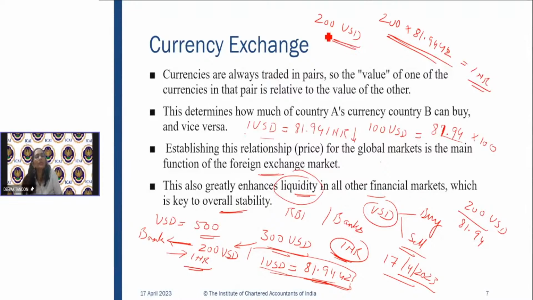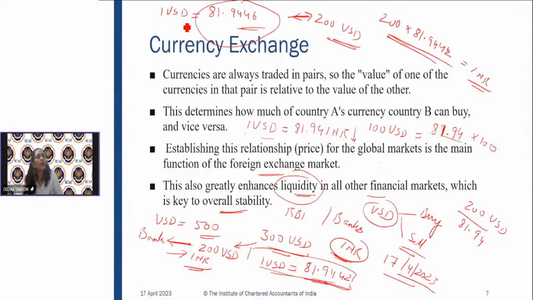If your friend goes and says, I want to get $200, so the fellow says to the bank, you give me $200. Now the bank says, I'm quoting you the rate 1 USD is equal to, how much did you give? 81.9, quoting you rate 81.9446. Because now what is the bank doing? The bank is getting INR.